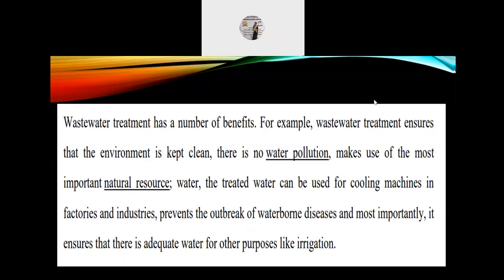Wastewater treatment has a number of benefits. For example, wastewater treatment ensures that the environment is kept clean, there is no water pollution, and it makes use of the most important natural resource, which is water. The treated water can be used for cooling machines in factories and industries, which prevents the outbreak of waterborne diseases. And most importantly, it ensures that there is adequate water for other purposes like irrigation.